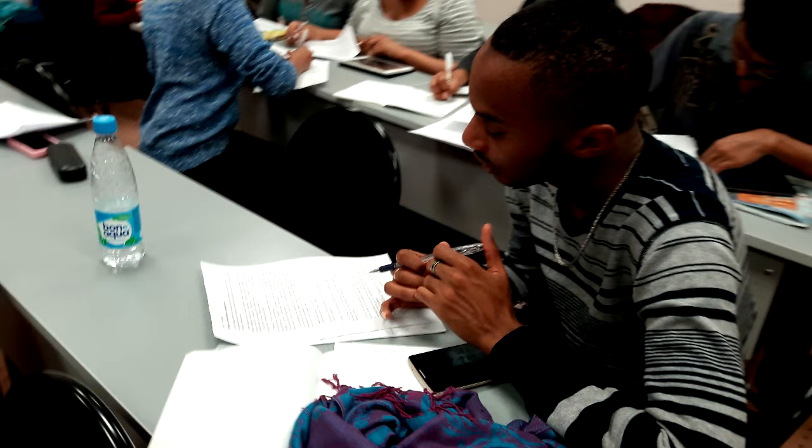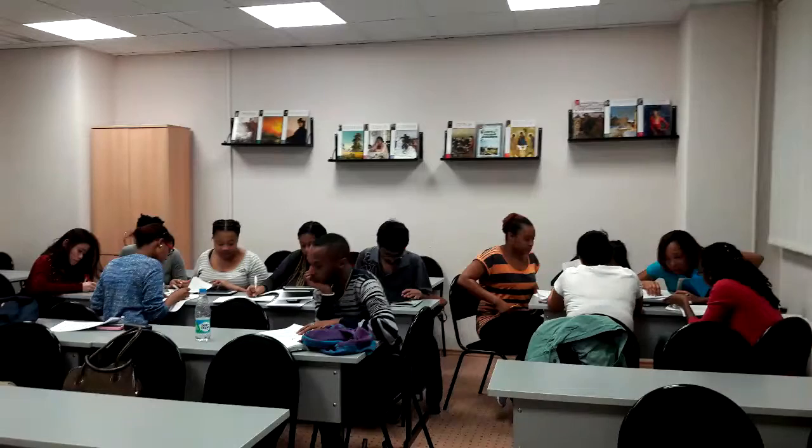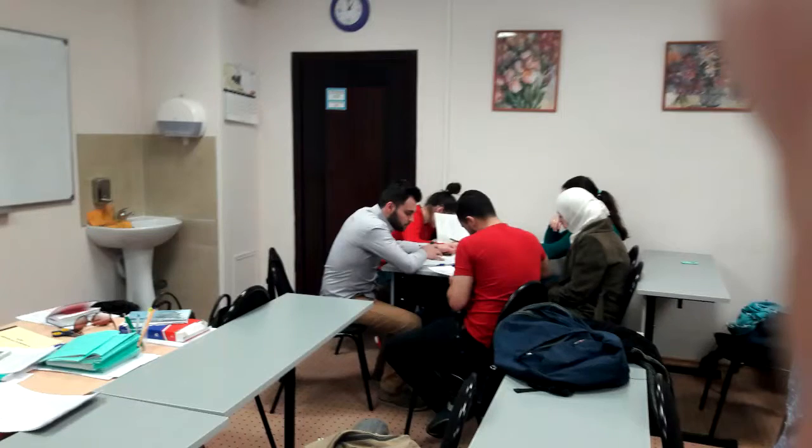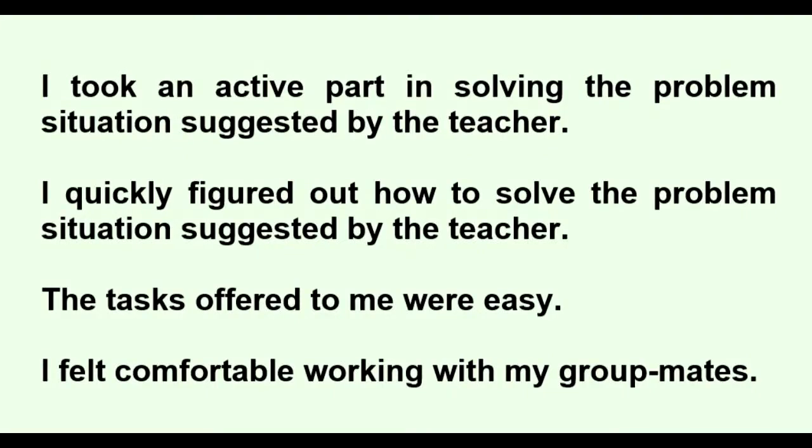Then the students were asked to evaluate their own work and the work done by the other participants. For this purpose, they were given the following list of criteria in the form of affirmative sentences, so that they might agree or disagree with them. For example, I took an active part in solving the problem situation suggested by the teacher. I quickly figured out how to solve the problem situation suggested by the teacher. The tasks offered to me were easy. I felt comfortable working with my groupmates.